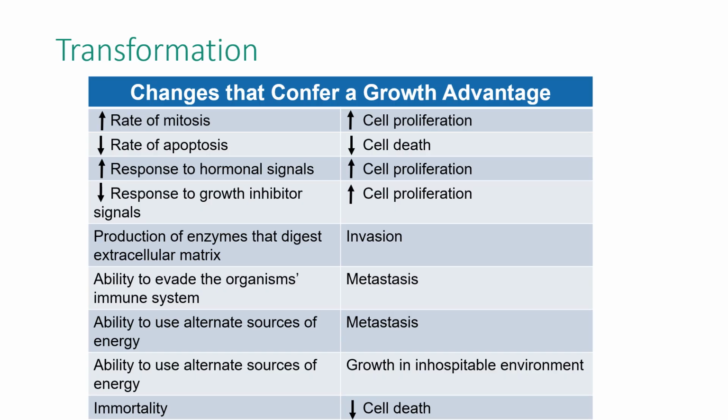This table is basically a checklist of how cells learn to cheat. Walk through the highlights rather than read every row. So increased mitosis is going to give us more cells faster, right? A decrease in apoptosis, we're going to have damaged cells that don't die. Decreased response to growth inhibitors is kind of like no brakes. And then an increased extracellular matrix digestion is going to show invasion. Immune evasion is going to be a sign of survival, right? Metabolic flexibility means we're going to have growth anywhere.